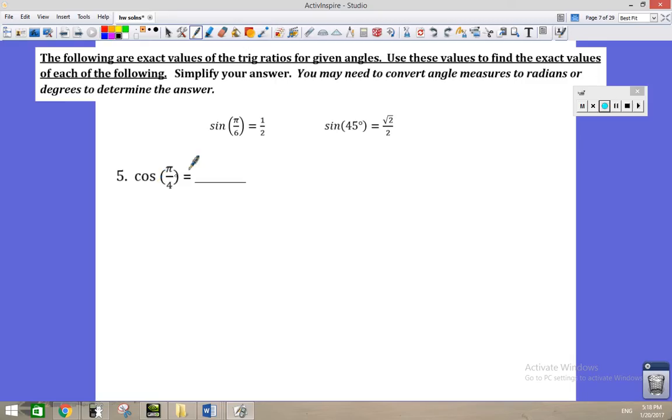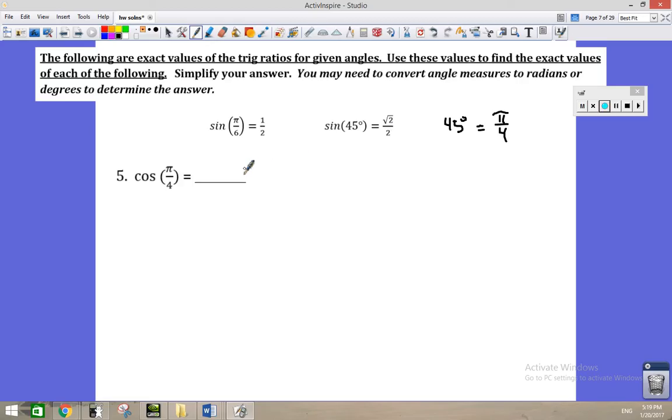Cosine of pi over 4. I'm not going to use the pi over 6. I'm going to use the 45 degrees. I know that 45 degrees is equivalent to pi over 4. And again, I have a previous identity that's the cofunctions of complementary angles. I know that sine and cosine are cofunctions of each other, and that pi over 4 and 45 degrees are complementary because they add up to 90. I can replace this pi over 4 with 45, and 45 plus 45 is 90, or you can replace this 45 with pi over 4, and pi over 4 plus pi over 4 reduces to pi over 2. So I know this answer is going to be square root 2 over 2.